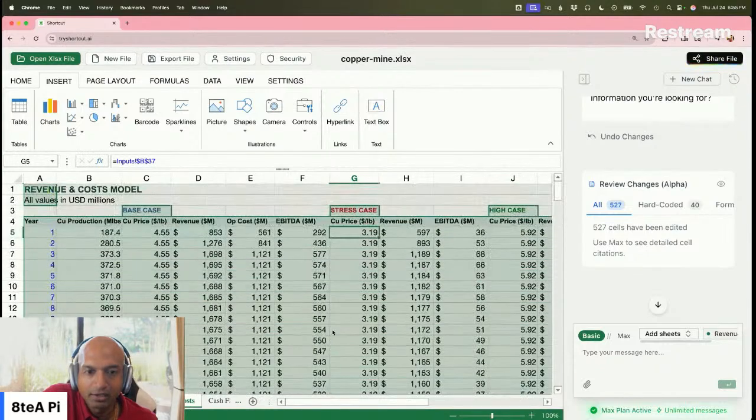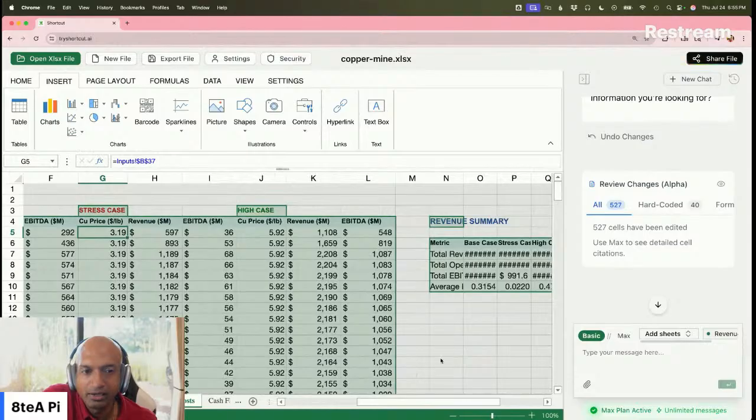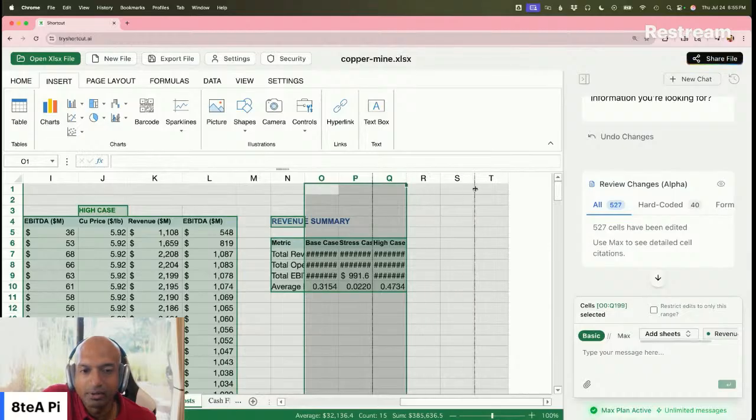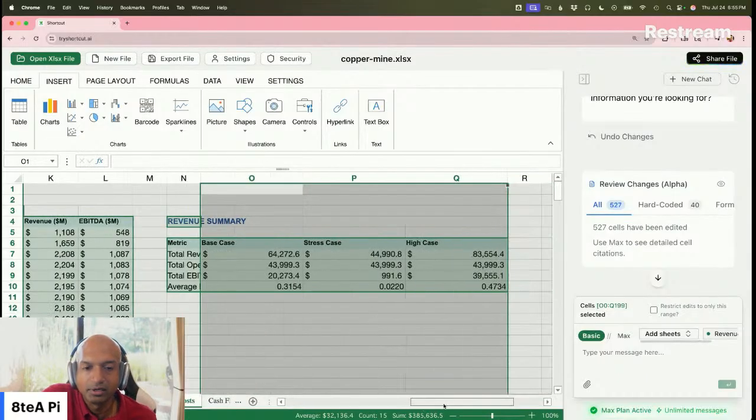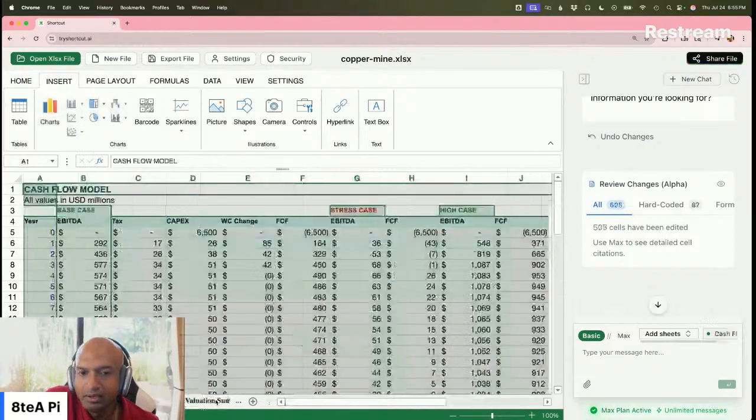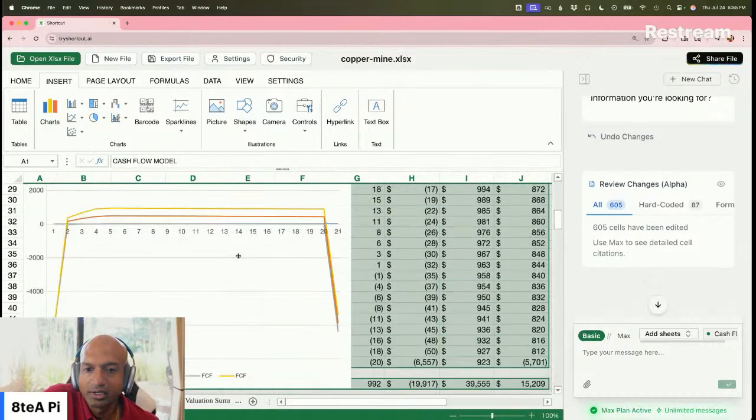Copper price flat. Well, no, that's for the stress case. Then you have the high case. It doesn't do formatting that well, so that's annoying. All right, let's expand that a little bit. All right, $85 billion in the high case. Okay, cash flows. EBITDA, tax, capex, working capital change.